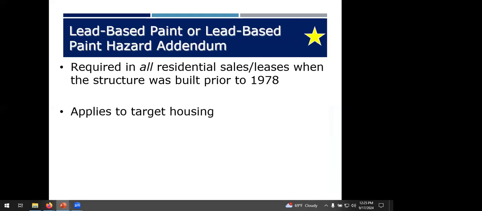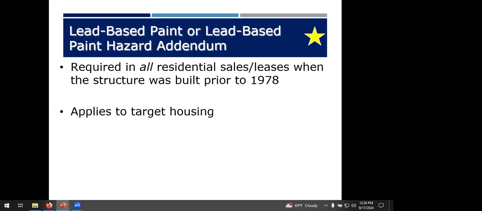Anything built prior to 1978, lead-based paint specifically says target housing. Target housing is housing that may have lead in it based on the year it was built. There are a couple of exceptions, types of housing that don't apply to lead in the home. Housing for elderly people: any housing for elderly people built prior to 1978, we don't need to worry about lead or the addendum. Remember, lead poisoning affects developing bodies. Elderly people's bodies have already developed, so they don't have the same risks. Think of nursing homes, retirement centers, things like that.